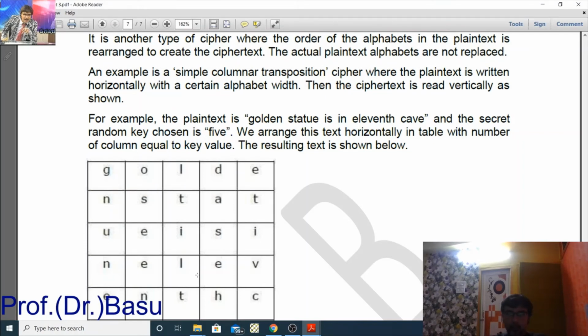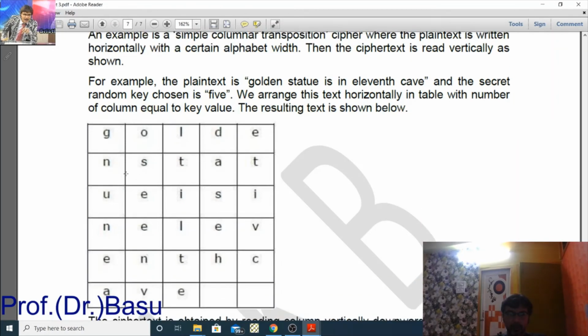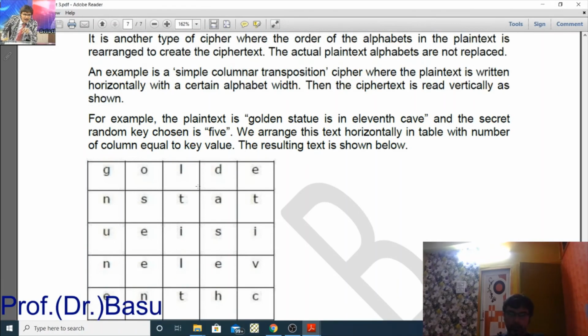So we take a matrix of any order, it may be 5 by 5 as shown here. Any order means the number of columns may vary. Let's say we are taking the example where the matrix has 5 columns. Now we keep writing the plain text: GOLDE, then the next character N will come here, so consecutive rooms will be filled.